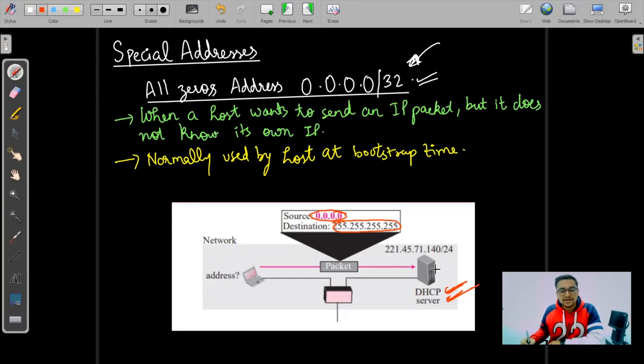After some time, the DHCP server returns the IP address of that particular host, and after it receives its own IP address, it sends the packet that it wants to send. It is normally used at the time of bootstrap. At bootstrap, the host does not know its own IP address, so in order to learn it, it sends a packet using the all zeros address as the source IP and 255.255.255.255 as the destination IP.